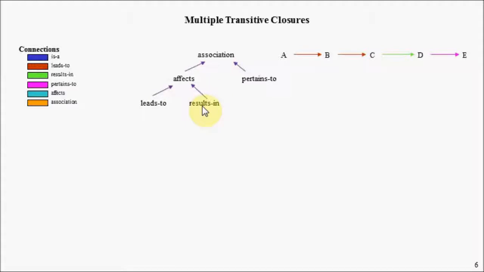Leads to and results in are specializations of this more general kind of connection called effects. Effects and pertains are specializations of this more general kind of connection called association here. So let's imagine, how would we navigate from A to E using transitive closure here?